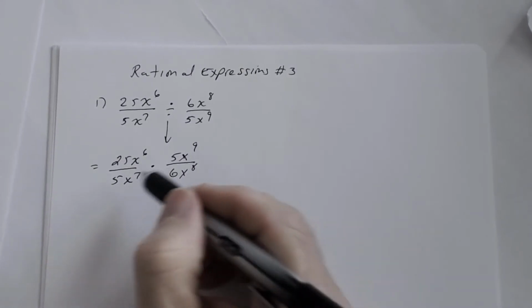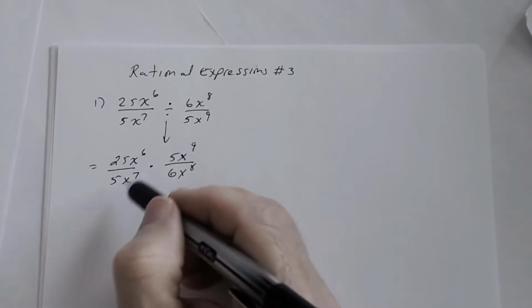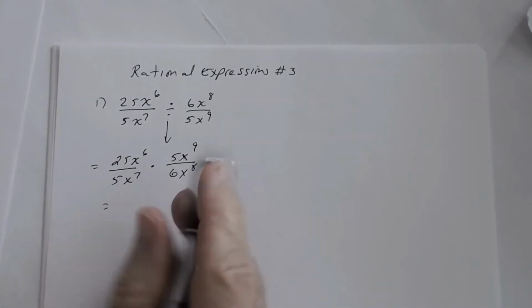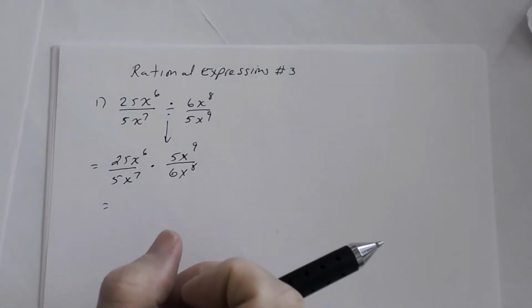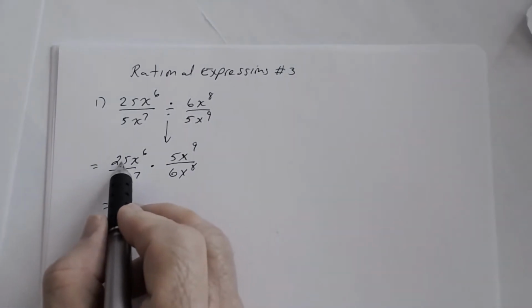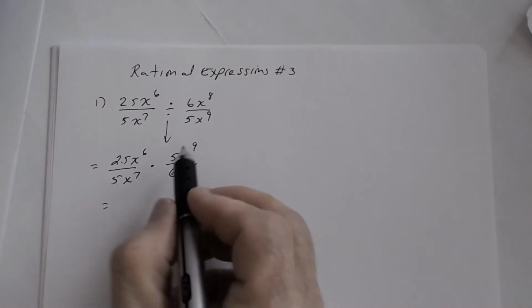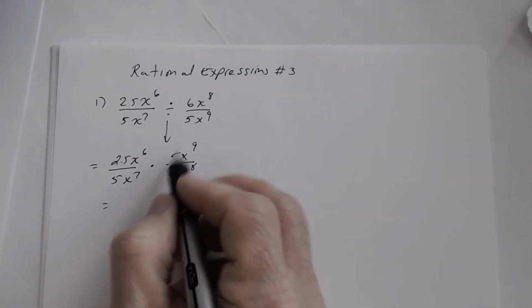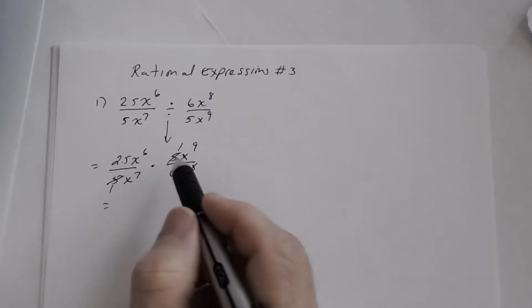Now, since all I have are these monomial factors and I have x's in every part of the rational expressions, let's go ahead and write this as one rational expression first, and then let's reduce. So I have 25 times 5, and use your calculator if you need to. And by the way, you may say, could I just divide out these 5s first? Yeah, you definitely could. And so let's go multiply now.